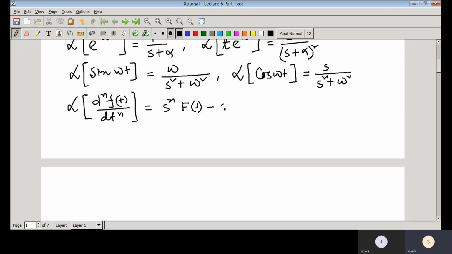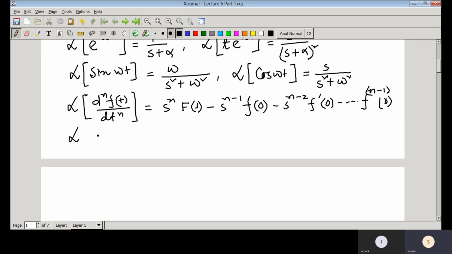Then minus s to the power n minus 1 f(0), minus s to the power n minus 2 f dash (0), where f dash is the first order derivative of the function evaluated at t equal to 0, and so on, up to the n minus 1 order derivative evaluated at t equal to 0. So this is the formula, and I hope you all know it. We will be applying these formulas to solve some control problems.